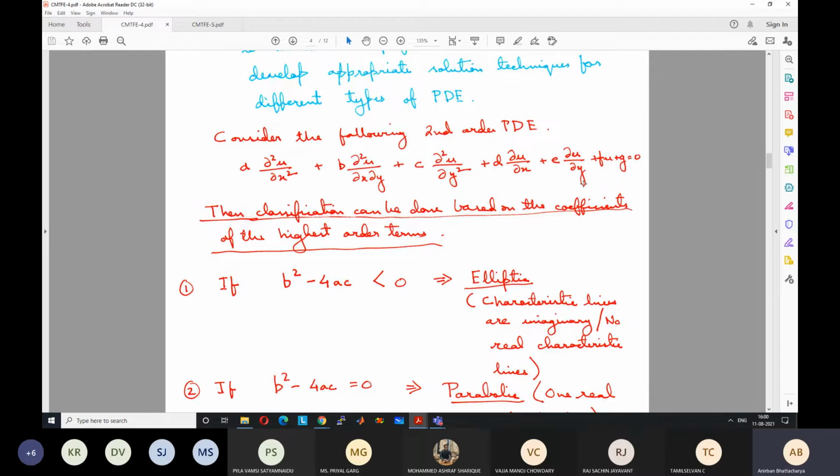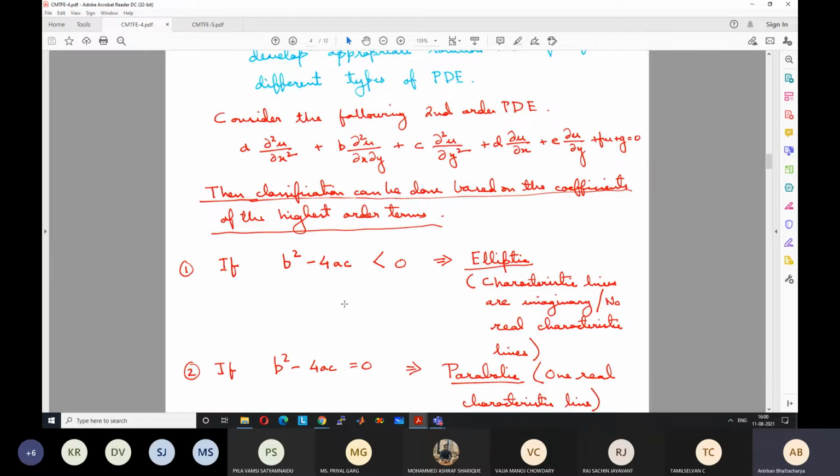Do not try to apply this to other types of PDE. For example, a first order PDE, we'll see an example maybe in the next class or the class after. That first order PDE can also be hyperbolic, but you cannot use this format, b square minus 4ac, to find that.